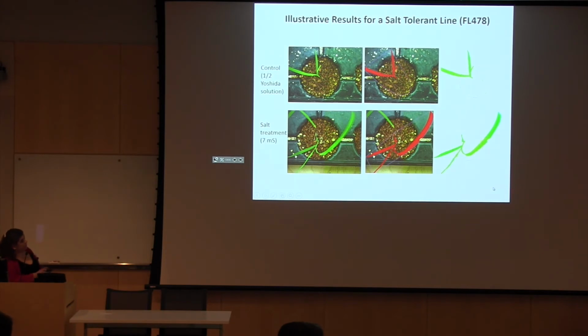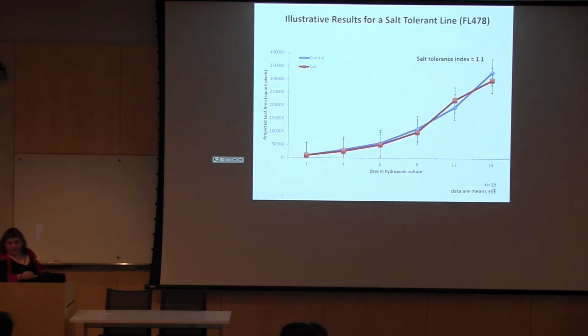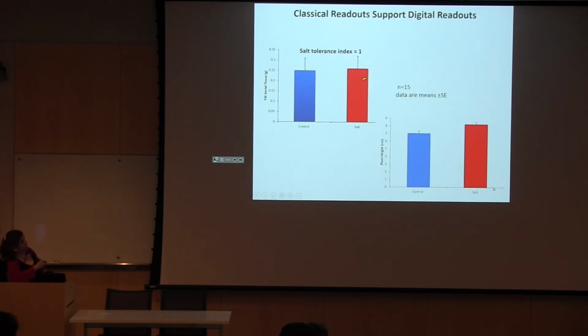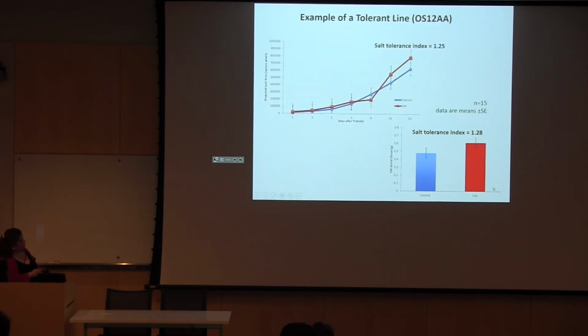So first let me show you the result with a known salt-tolerant line. These are representative images of the line treated just with Yoshida solution, and this is what happens. This is really a salt-loving line. Our digital readouts completely back what the images say, and manual phenotyping also backs what we saw with the salt-tolerant. This is an example of a salt-tolerant line.